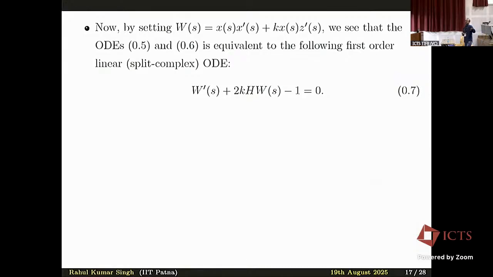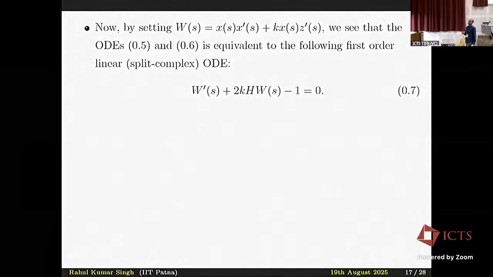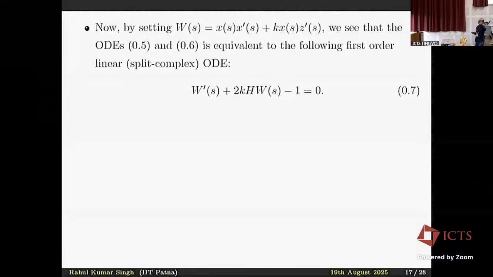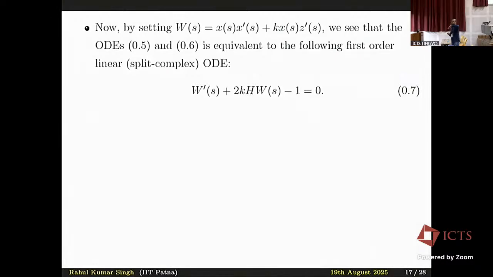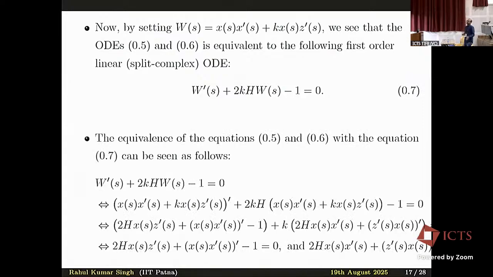And now, once you have seen this, we will set this Ws to be this, and then those two ODEs which I showed you in the previous slide turn out to be equivalent to a single first order ODE over the split complex numbers. The equivalence can be seen like this. You simply expand this, and using the properties of split complex numbers, the vanishing of this ODE is equivalent to these two. Oh, sorry, there is a 0 here.